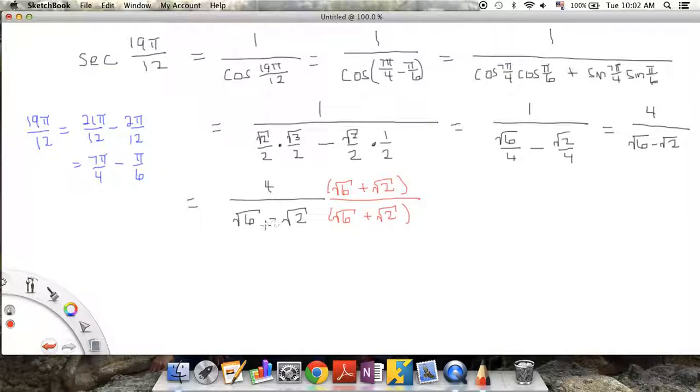So in order to rationalize this, we've got to multiply by something that's going to get rid of the radicals. So that means you do the same thing but with opposite signs.